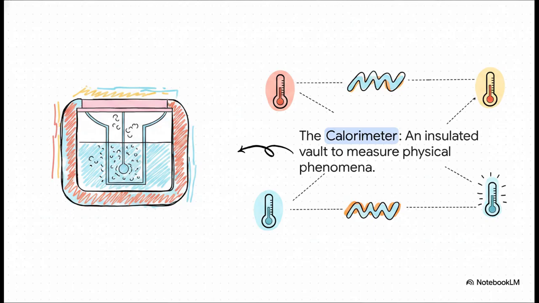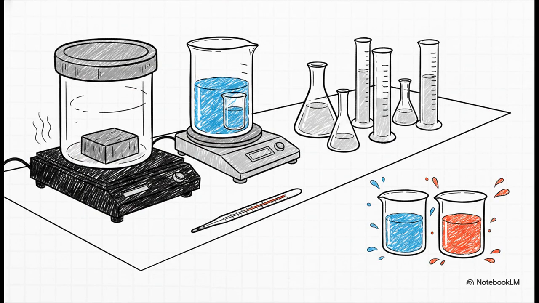These are strictly designed to prevent any heat exchange between the inside of our little universe and the outside laboratory air. Inside this vault, we have our calorimetric liquid, an agitator to make sure the temperature stays nice and even, and a high-precision thermometer. This whole setup is what lets us perfectly measure the heat released or absorbed during a physical phenomenon.